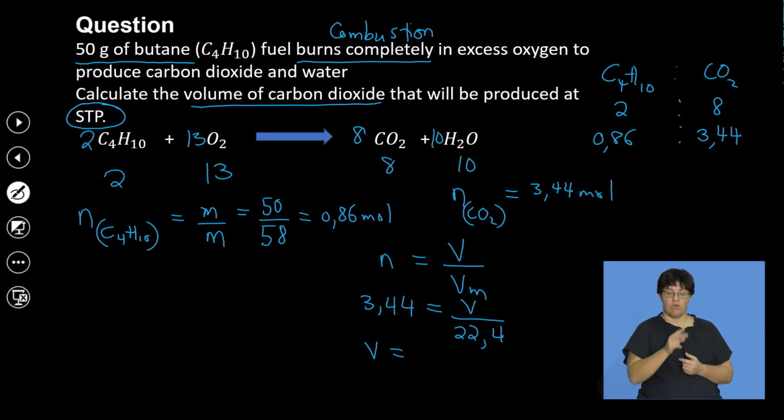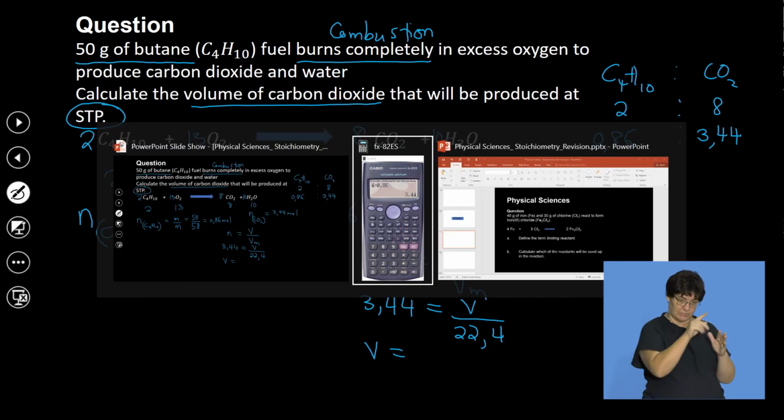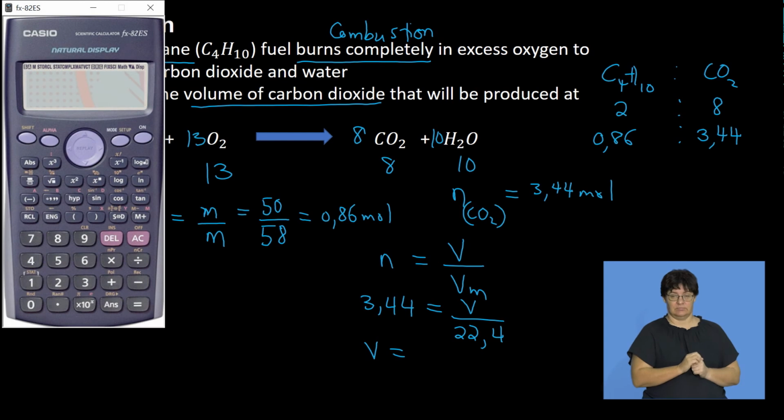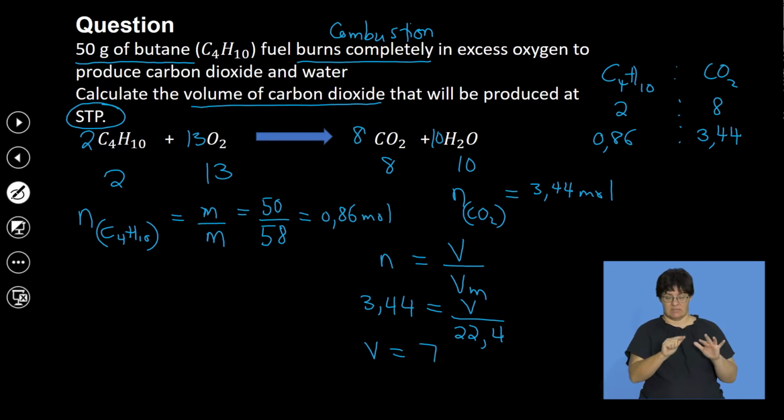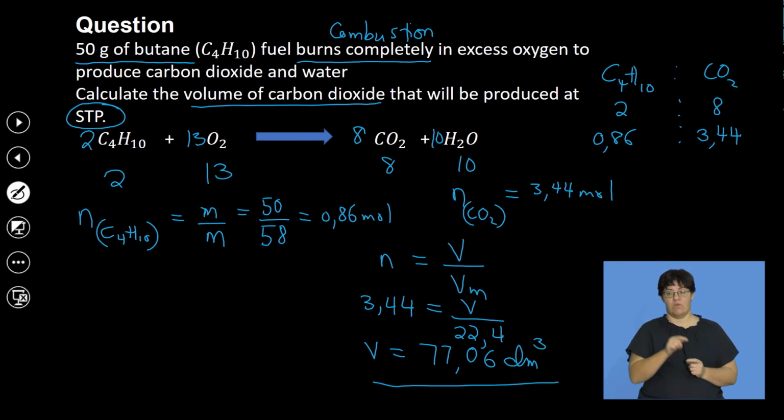So our volume is actually the product of the moles of carbon dioxide and the molar gas volume. So for us to get that, we can simply do our calculation, 3.44 multiplied by 22.4, which is a constant, right? Okay, this gives us a value of 77.06, right? 77.06 cubic decimeters, right? So that's the volume of carbon dioxide that will be formed.